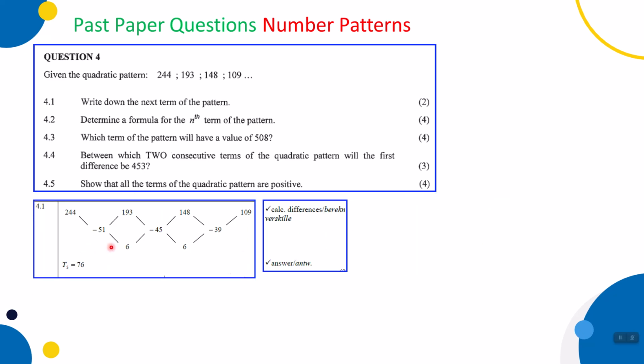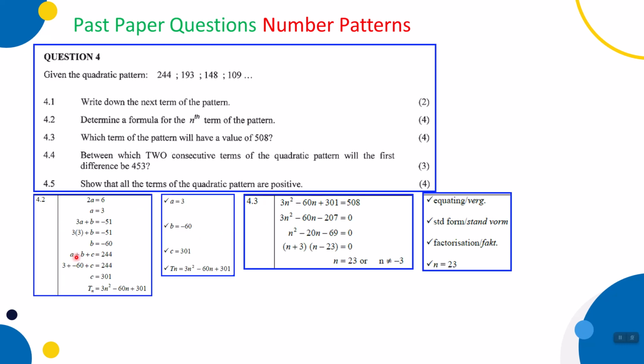And now we also remember that the value of this first term, a plus b plus c, will be equal to that 244. So we say a plus b plus c equals 244. We have a as 3, we have b as negative 60, and then plus c equals 244. If you solve for c there, you'll get c is equal to 301. So Tn is equal to 3n squared minus 60n plus 301.